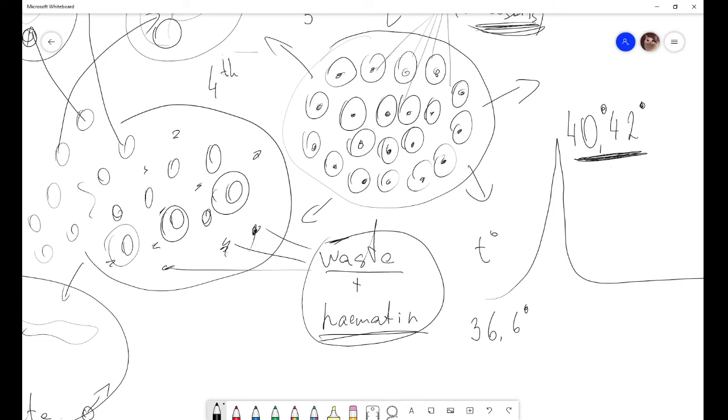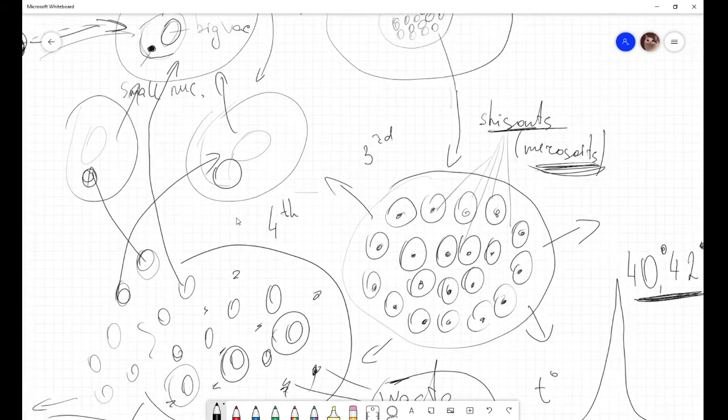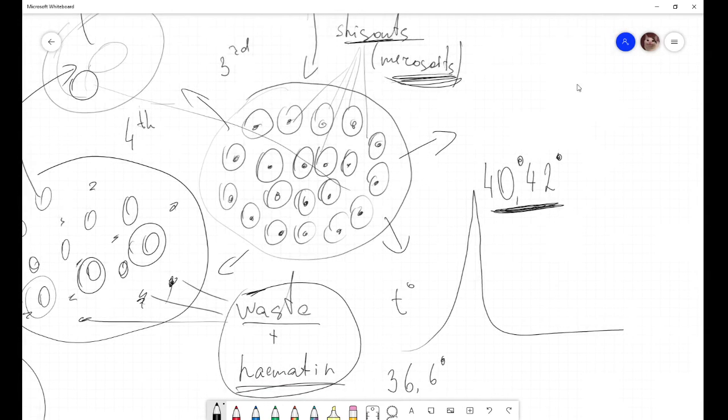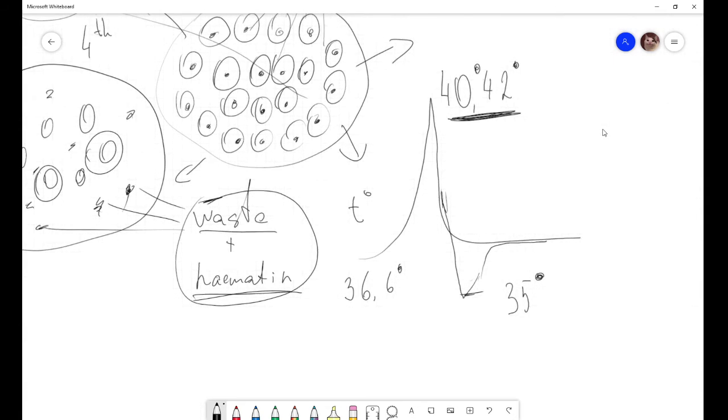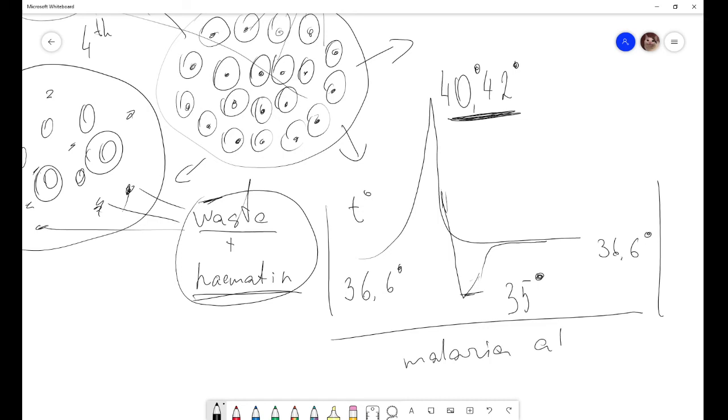And when these schizonts hide inside other red blood cells, we can see the next one. It leads to a drop of our temperature to 35 for a short time, but our temperature comes back to normal, 36.6, in a short time. And this period is called a malaria attack.